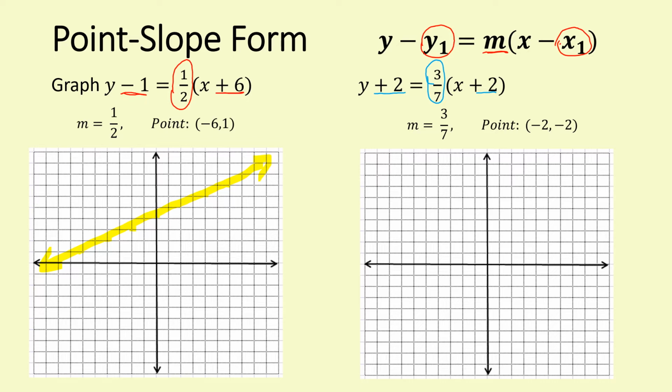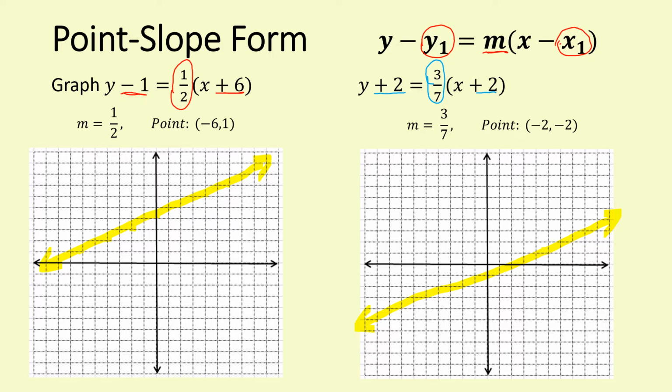So we have (-2, -2) as our starting point, and then up 3/7: 1, 2, 3, 4, 5, 6, 7 puts us here. Let's go one more on the other side: 1, 2, 3, 4, 5, 6, 7 puts us down there. That gives us that line.